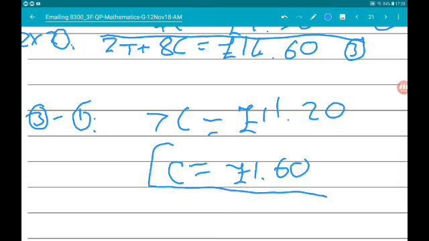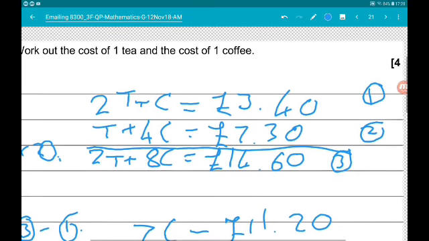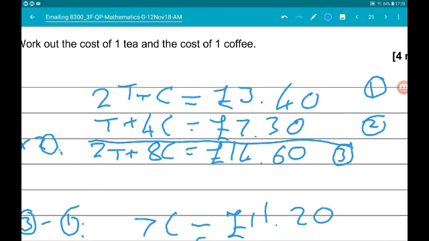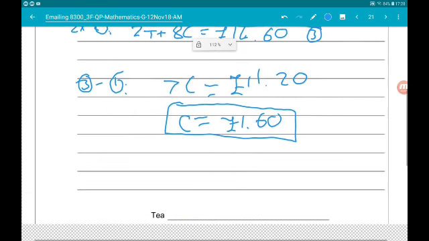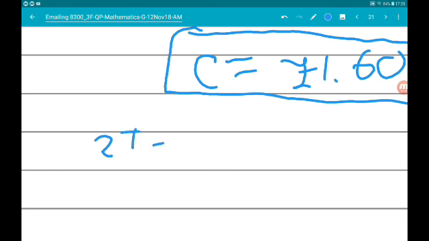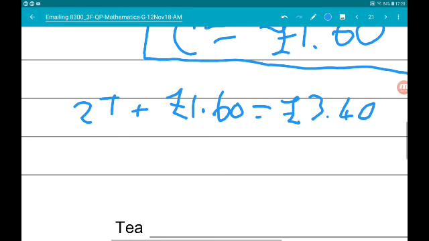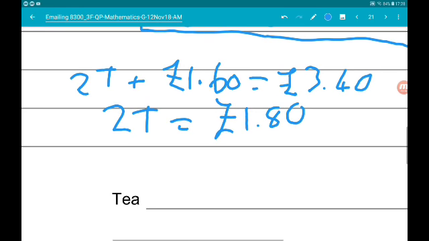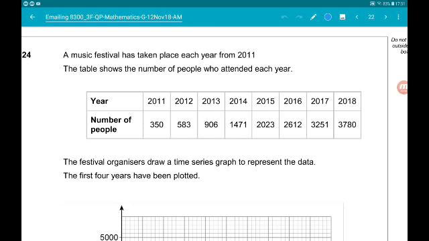So that's the cost of 1 coffee. Now we know that 2 teas and a coffee cost £3.40. So we now know that 2t add 160 is equal to 340. So 2 t's cost, so we take 160 away, and that gives us 180. Divide by 2, 1t costs £0.90 or 90p. Cool.